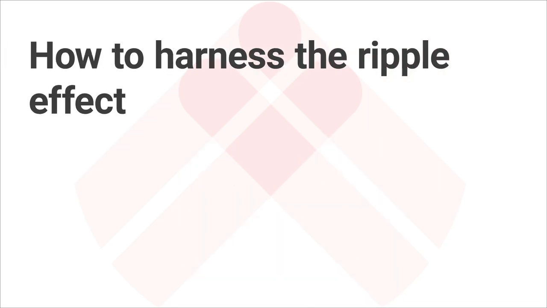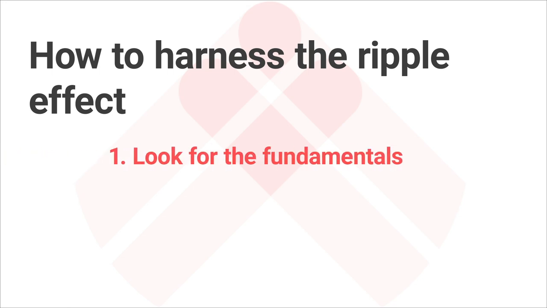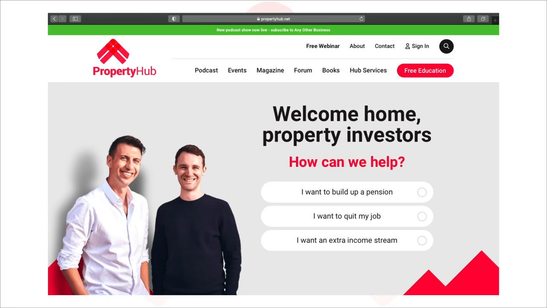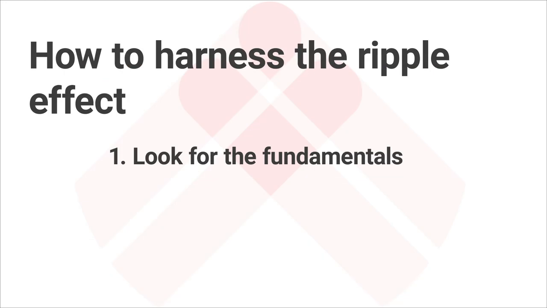Now, there are a couple of ways that you can harness the ripple effect. The first is by looking for the fundamentals. An area needs to be fundamentally strong that's close to an area where prices are already rising. And if you don't know what the fundamentals are just yet, you can search the word fundamentals on the website and you'll find out what they are and how you can use this information to scope out your next investment location. The second way you can harness it is by being patient.